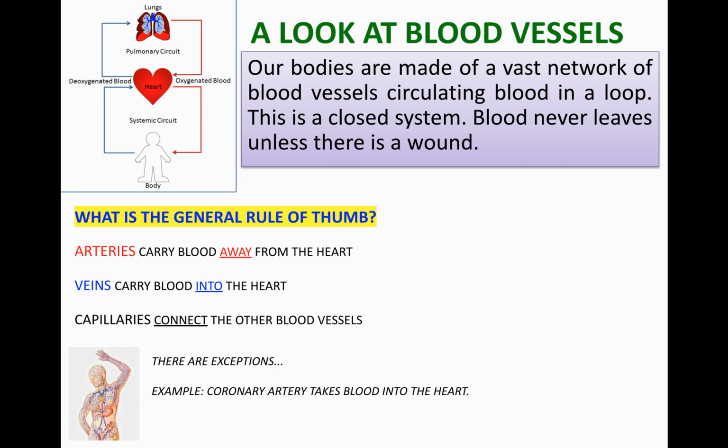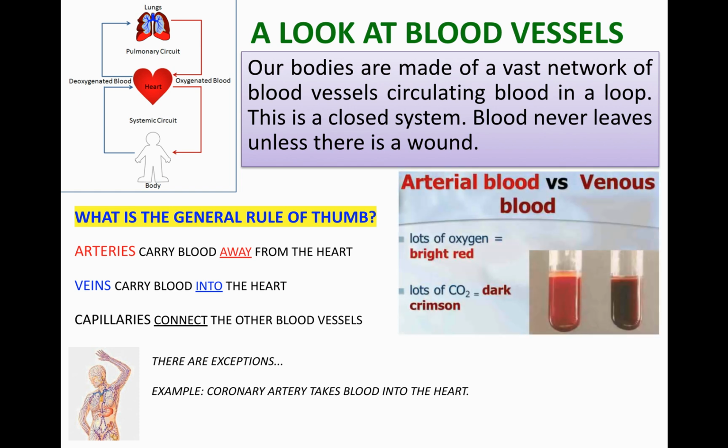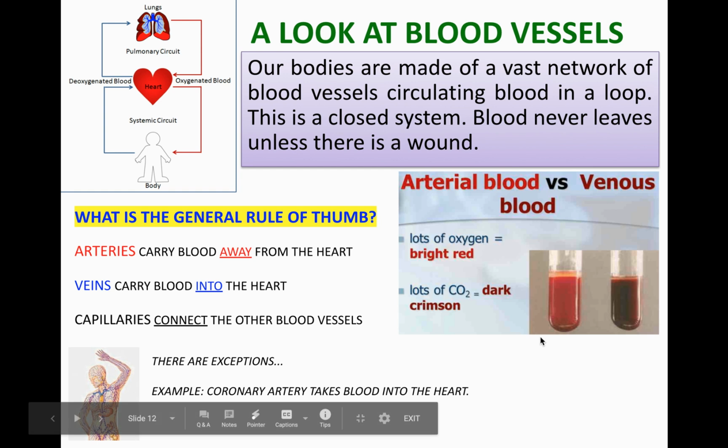The coronary artery, which is one we'll be looking at if we're looking at a heart dissection, is a blood vessel that takes blood into the heart because it's providing it with oxygen and nutrients that the heart needs. But the one thing I'd say, guys, is always remember arteries for away from the heart and veins for blood into the heart. The two different types of blood colors, here we see arterial blood on the left, and what we call venous blood on the right for the veins.